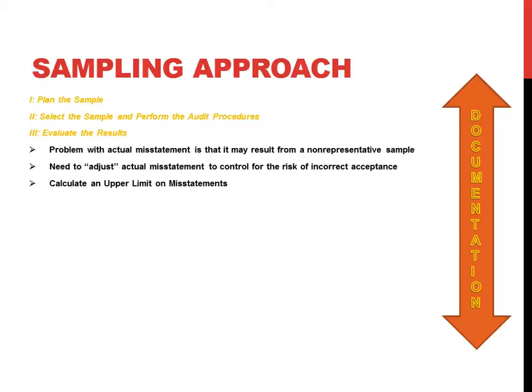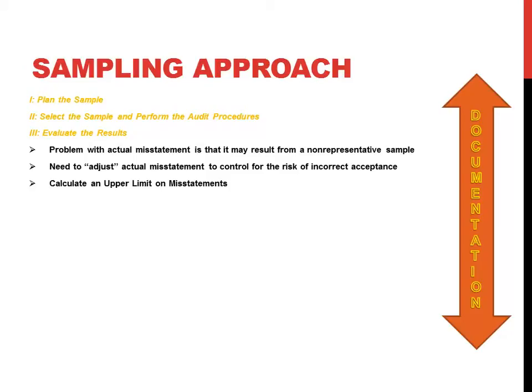You need to adjust your actual misstatement to control for the risk of incorrect acceptance, right? Here's your risk with incorrect acceptance. That means that you've accepted the results and they really don't apply. You're going to incorrectly accept, so you've increased the risk of misstatement if you have not planned correctly and evaluated your results correctly.